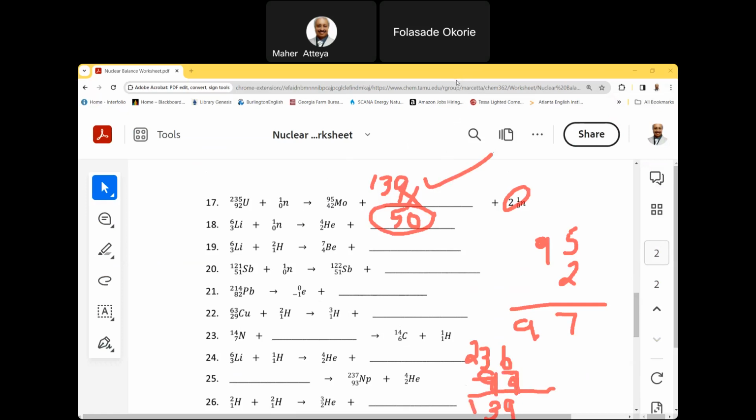The element is tin. Tin, Sn, yes, 50. 139. What decay is this? It's neutron decay. Correct. Although you are bombarding with a neutron, you are still getting neutrons out of it, even more than that. That's neutron decay.